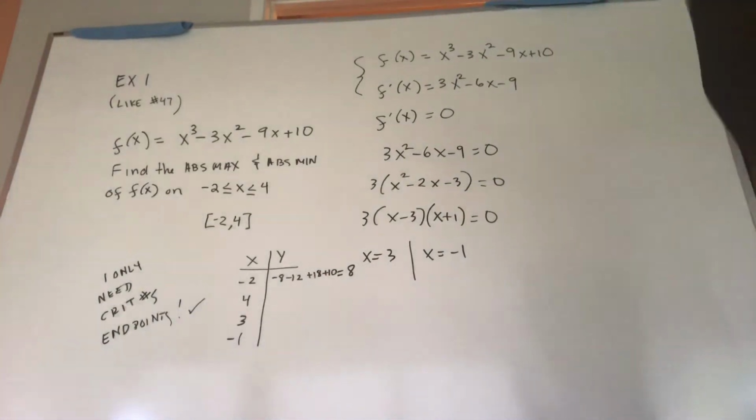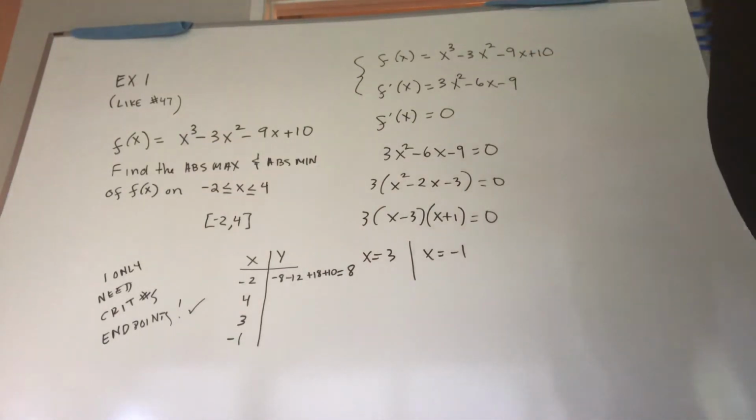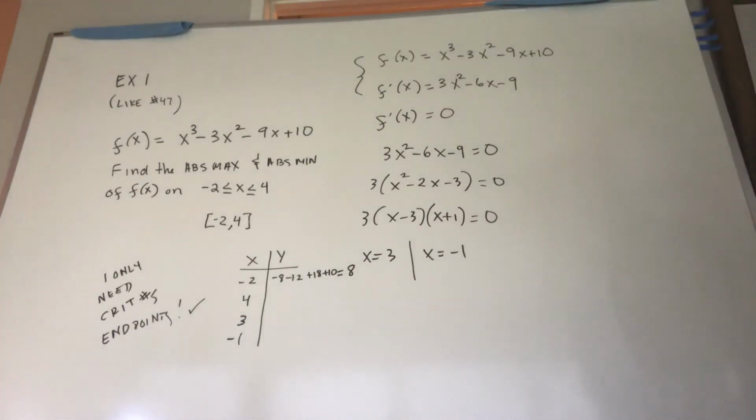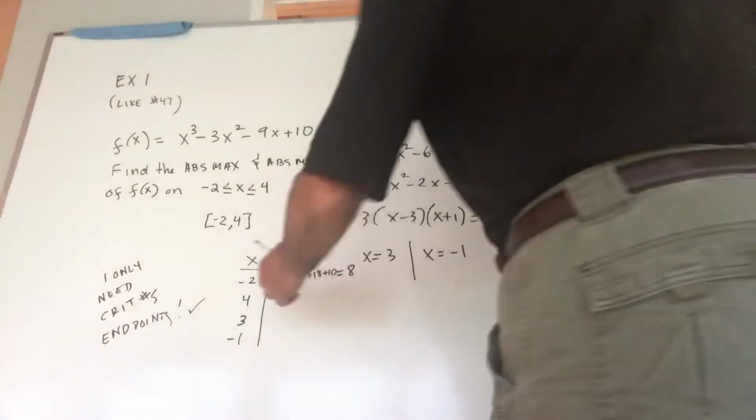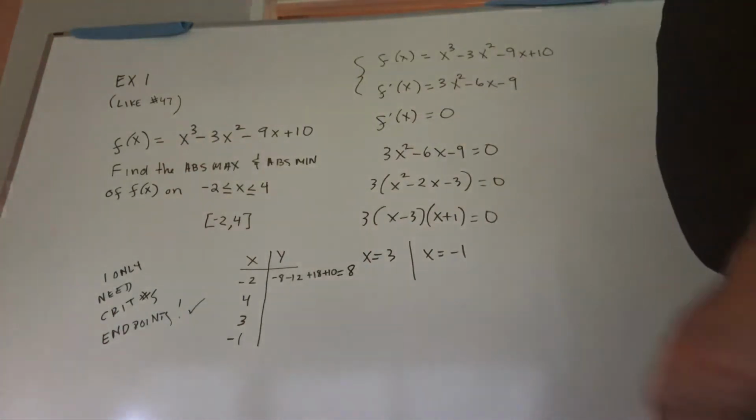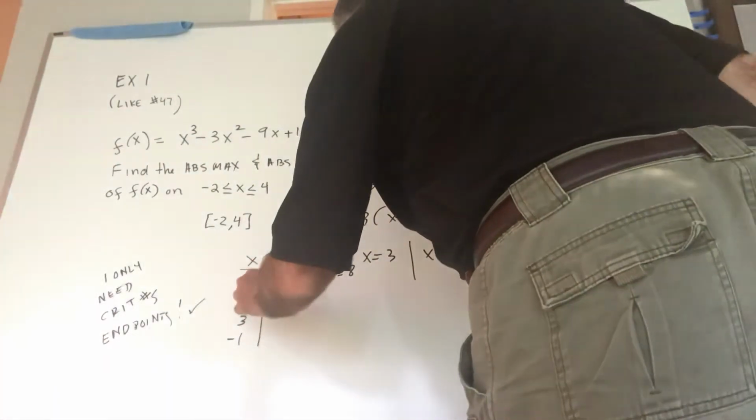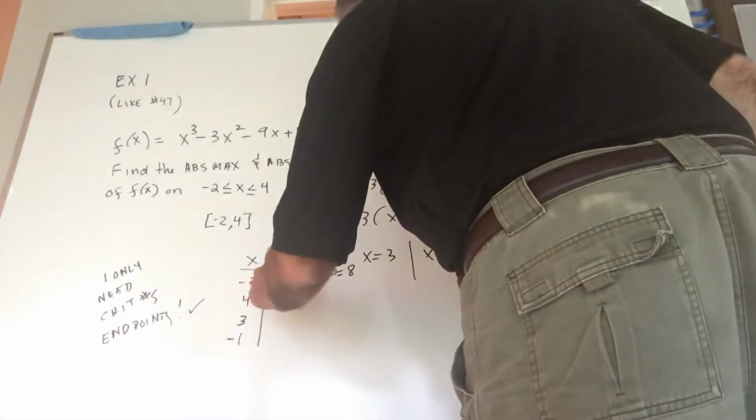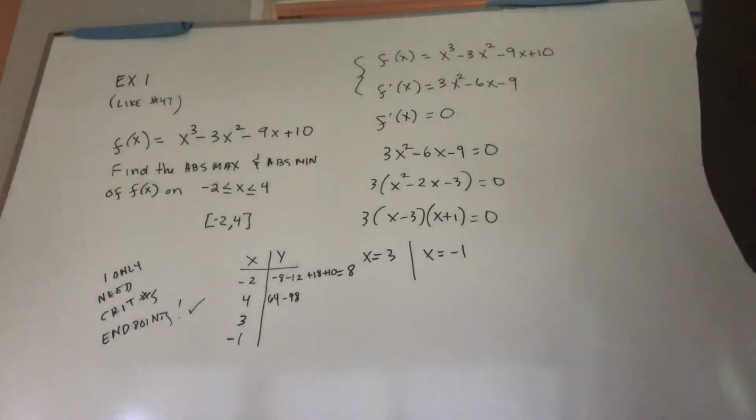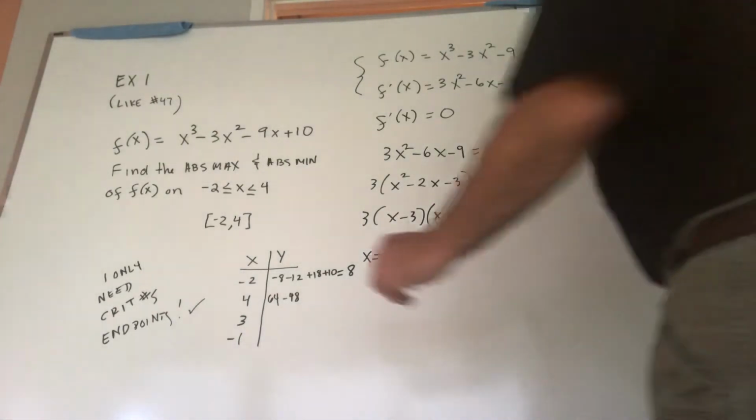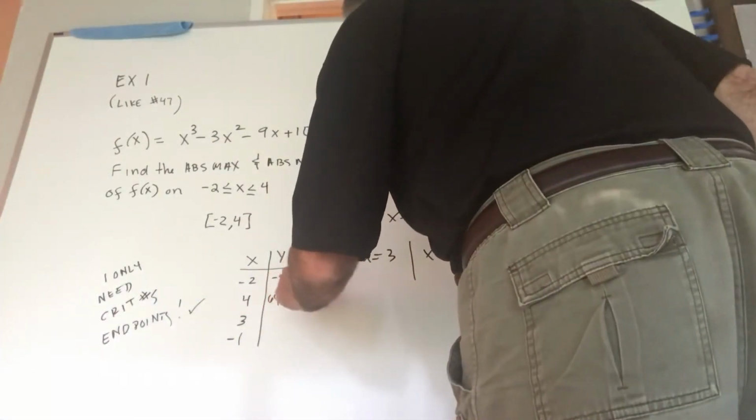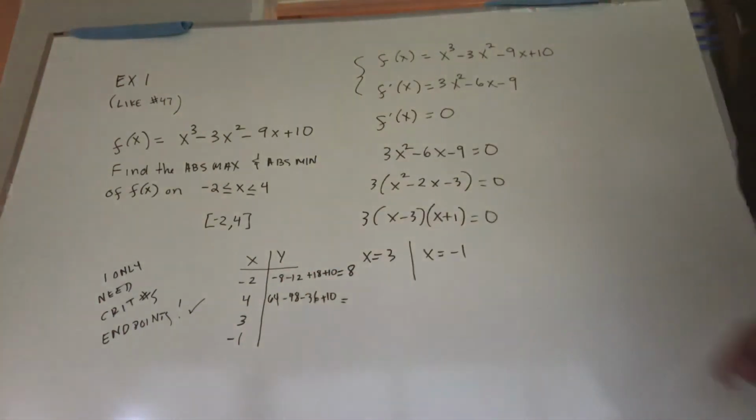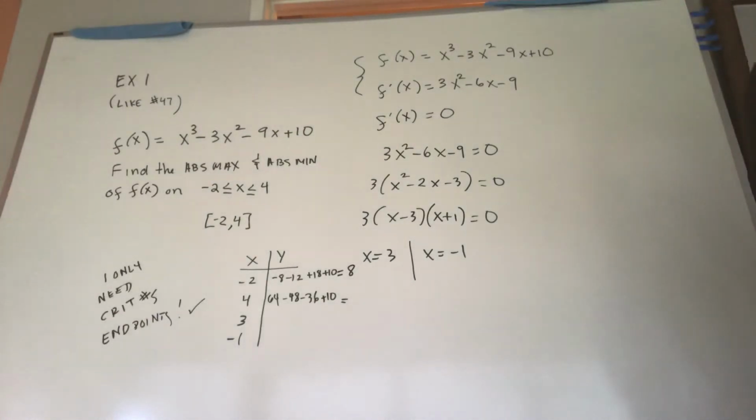So that's one possibility. Remember, these numbers are the big dogs here. These are the ones that we have to use to find the actual max and min. So I'll put in 4. Now this gets a little trickier. 4 to the third is 64. 4 squared is 16 times 3 is 48. Minus 36, plus 10. And again, notice that this can be a challenging thing for some students.